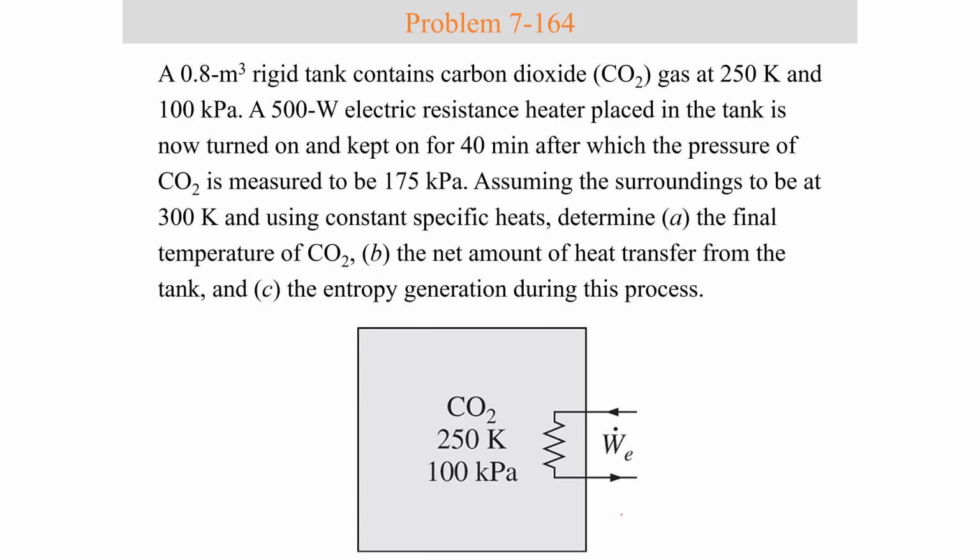In this example problem, we have a 0.8 meters cubed rigid tank, which contains carbon dioxide at 250 Kelvin and 100 kPa. A 500 watt electric resistance heater is placed in the tank. It's now turned on and kept on for 40 minutes, after which the pressure of the gas reaches 175 kPa.